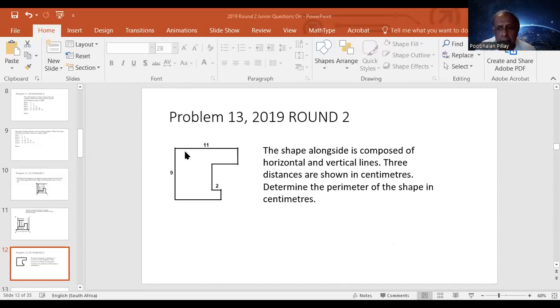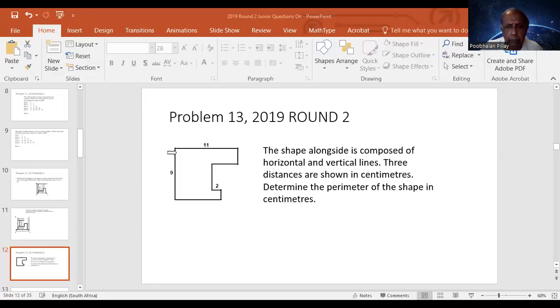Problem 13. The shape alongside is composed of horizontal and vertical lines. Okay, as you can see, distances are shown in centimeters. So you can see this distance here from here is 11, this is 9, and that is 2. Determine the perimeter of the shape in centimeters.